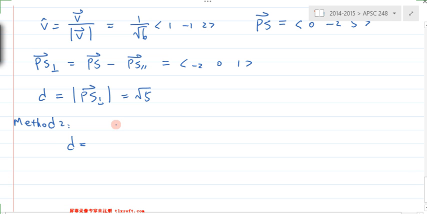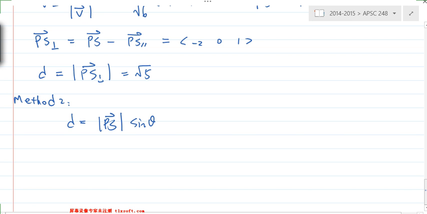As somebody said, d equals PS times what? Sine theta. So the question is, where can we get that theta? You're thinking dot product gives a cosine theta, then you get theta and you get sine theta. But if you remember, what's the formula for cross product?